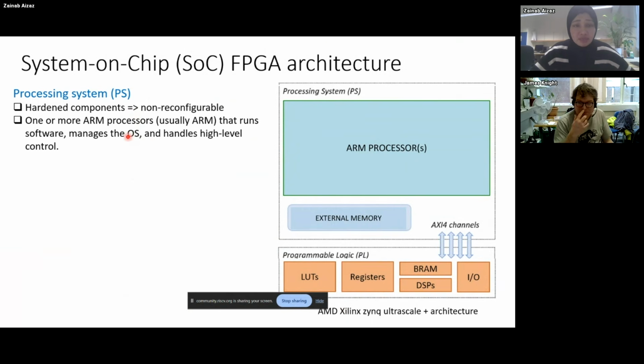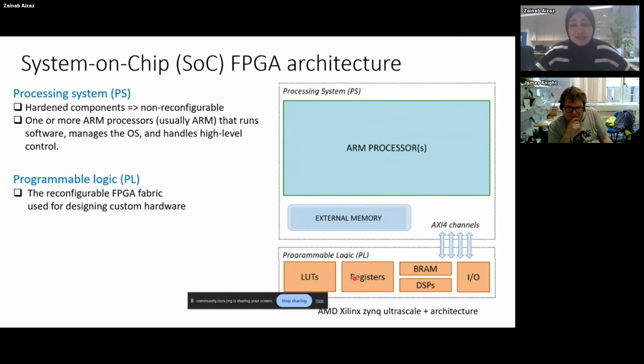The processor is used to manage the operating system and handle high-level control. Whatever we design on the programmable logic, we can control using this ARM processor by running the relevant software. So what is programmable logic? It's a bare fabric on which you can custom design almost any kind of digital hardware, and even analog hardware, using lookup tables (LUTs), registers, block RAMs, digital signal processing units, and input outputs.